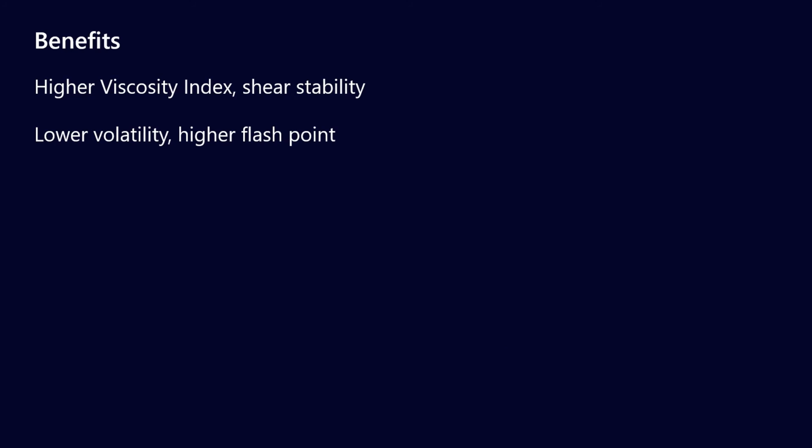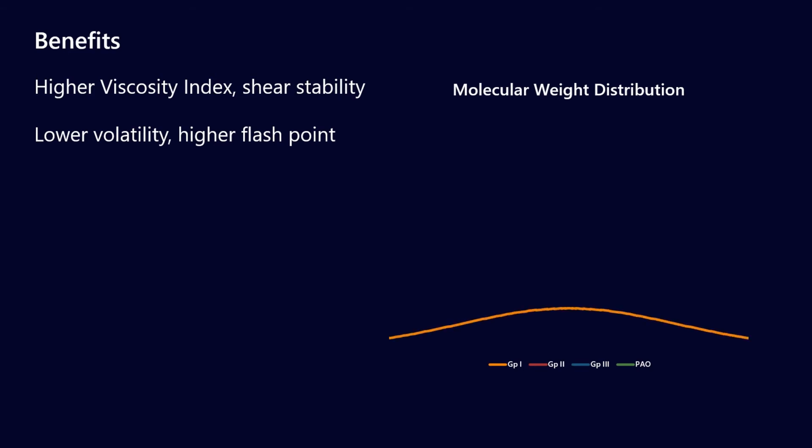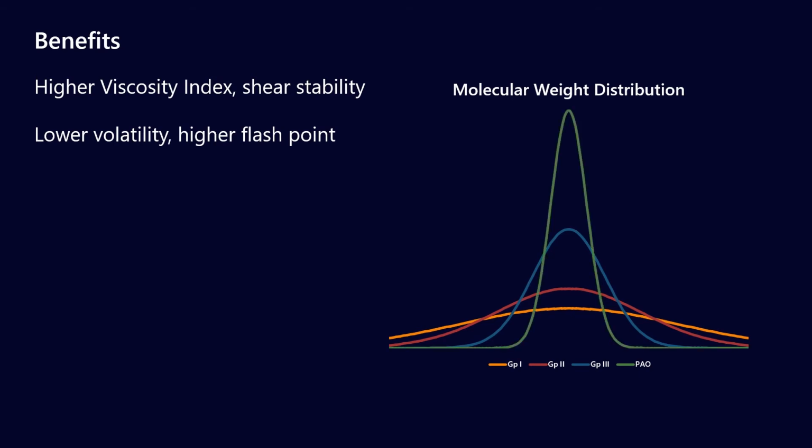We also have lower volatility and a higher flash point. So again, these two go together. And the way that you can kind of think of this is, if I were to look at a distribution of molecular weights, so if I were to look at all the different molecules within a finished product, we might, and this is indicative, this is not true numbers, we would say that a group 1 might look like this, a group 2 is a little bit narrower, a group 3 is narrower still, and a synthetic PAO is the most regular. So what do I mean by that?